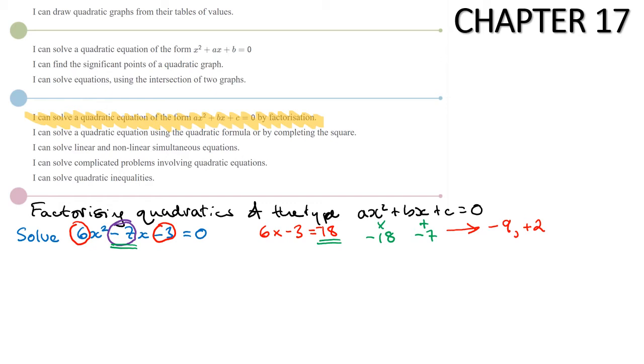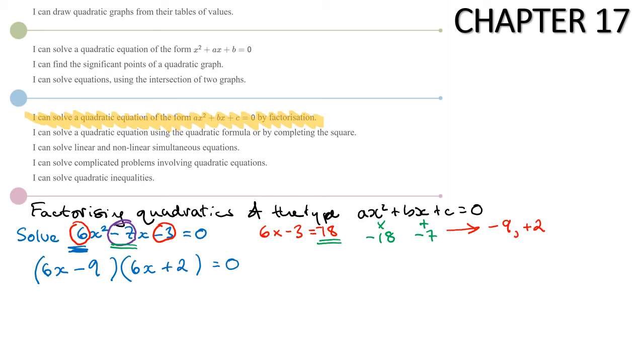The next step is I'm now going to write down my two brackets just like I did before. Remember last time when it was just x squared, I put x at the beginning of both brackets. This time I put 6x at the beginning of both brackets because it says 6x here. Then I put the two numbers in, minus 9 plus 2.